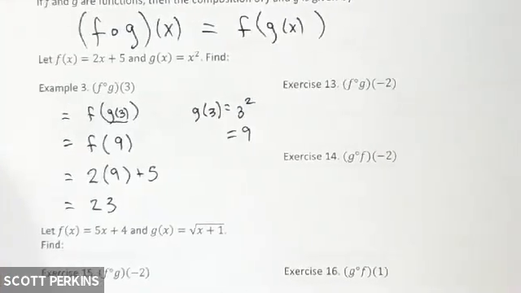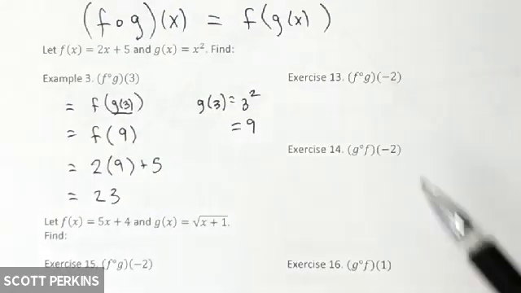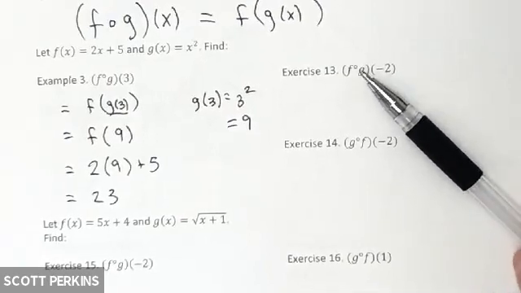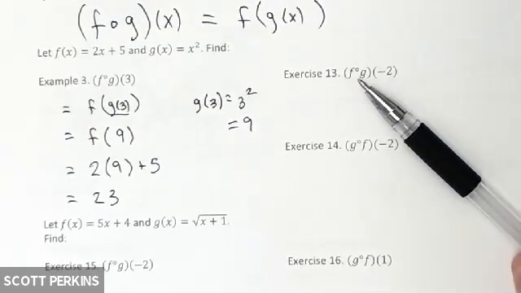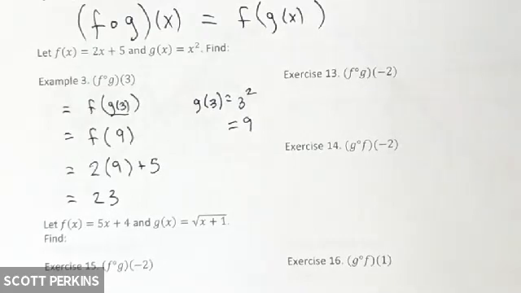All right, so your first problem, same problem, just a different value you're plugging in. So exercise 13, f composed with g, so you're doing the functions in the same order I just did it, but this time you're doing it at -2.